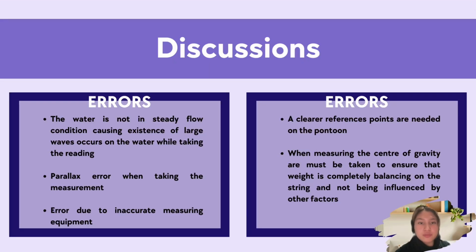There are possible sources of errors such as human error, like parallax when taking a measurement, as well as error due to inaccurate measuring equipment. First, the water is not in a steady flow condition, causing large waves on the water while taking the reading. Second is the parallax error when taking the measurement, and also error due to inaccurate measuring equipment. In order to achieve better accuracy in measurement, clear reference points are needed on the pontoon. Furthermore, when measuring the center of gravity, care must be taken to ensure the weight is completely balanced on the string and not influenced by other factors.